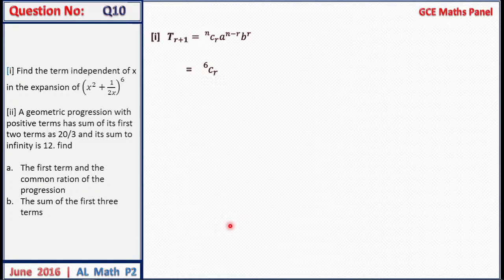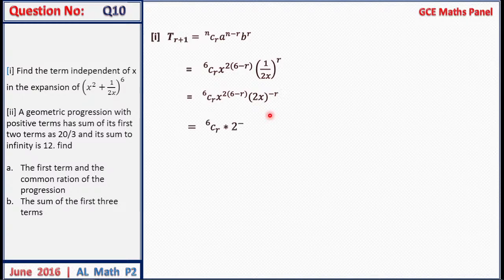So this gives us 6, where this 6 is coming from this power here, combination r. The first entry here is x squared, to the power 6 minus r. We have to look for r, because r will help us get that term independent of x, times b to the power r. B is 1 over 2x. So since the term is independent of x, all of these values should be equal to x to the power 0, right? Because x to the power 0 means independent of x.